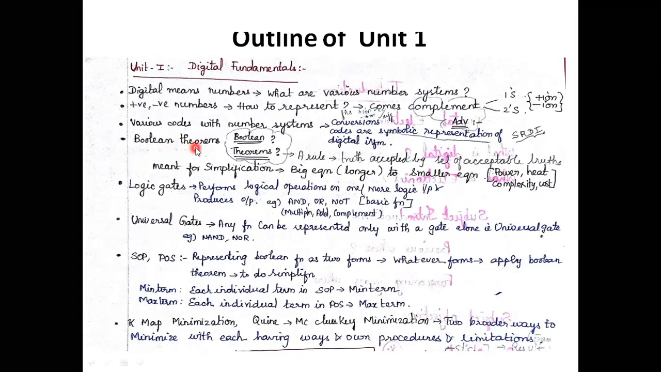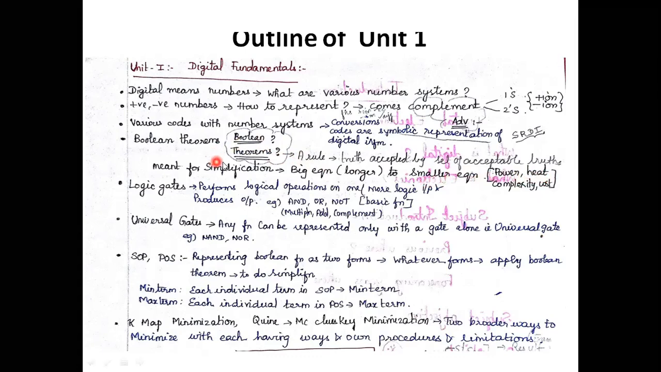Next we'll discuss Boolean theorems. Boolean was discovered by George Boole, hence the name, and you can have here true or false, yes or no, on or off condition, high or low condition, whatever it may be, that comes under Boolean. A theorem is nothing but a rule, and a rule can be defined as an accepted truth by a set of acceptable truths.